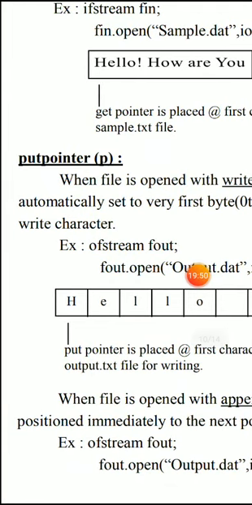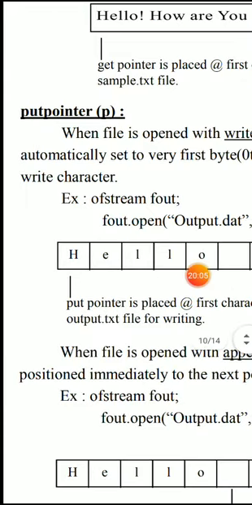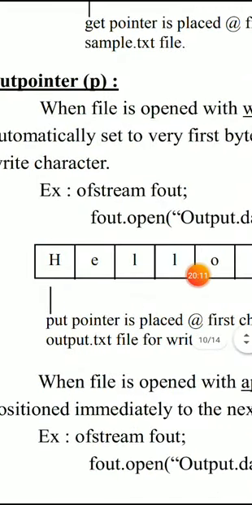The put pointer will go on putting a respective character in a respective location until the last character required to be written by the programmer is entered. So for the syntax of the put pointer, in order to activate the put pointer, we have to open the file in output mode or in a writing mode.